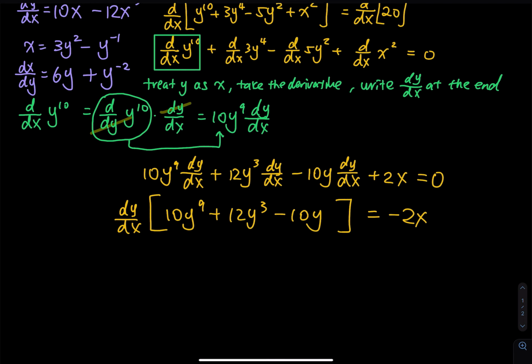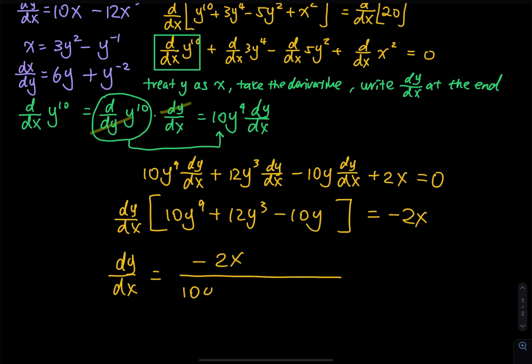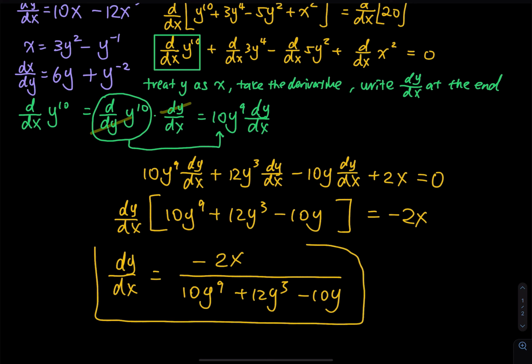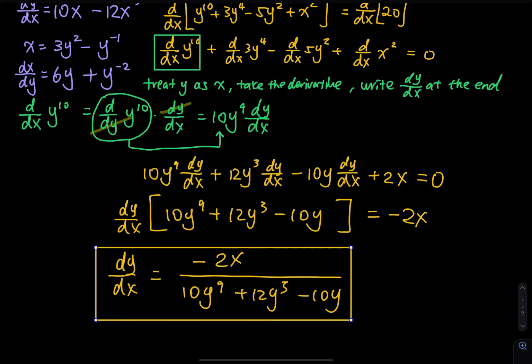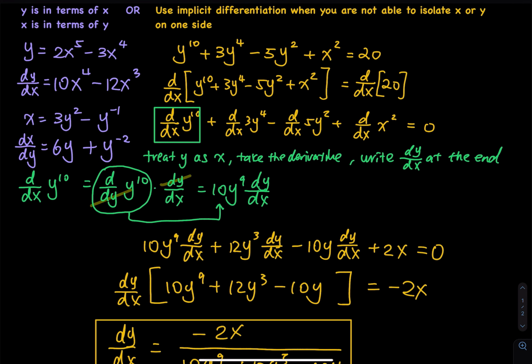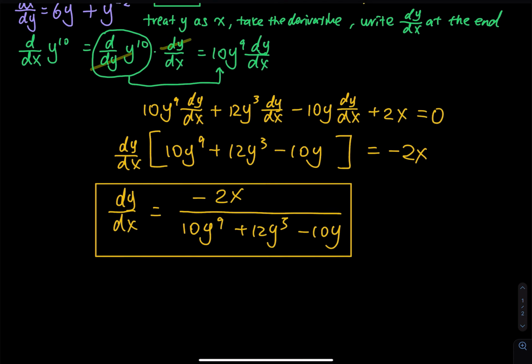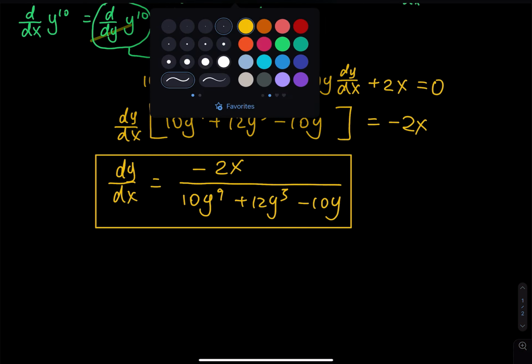So now the result is dy dx equals negative 2x divided by 10y to the 9 plus 12y to the 3rd minus 10y. So that is your final answer. This is the final answer of the given function. So we just differentiate the given equation right over here using implicit differentiation. With a little bit of practice, we can do this pretty fast.